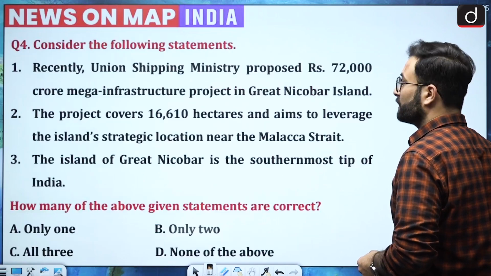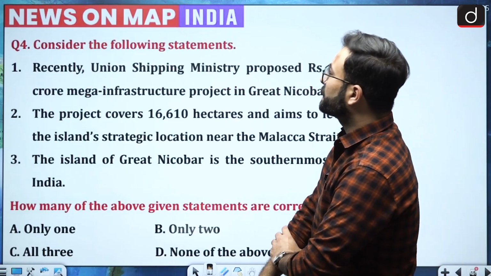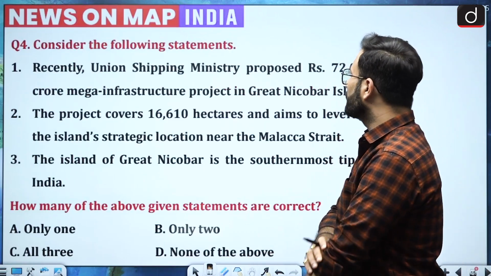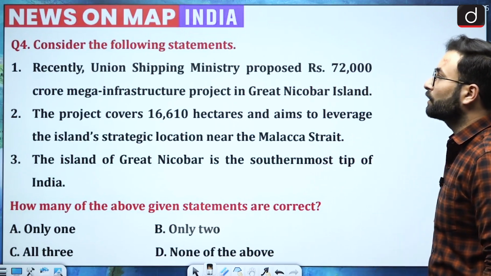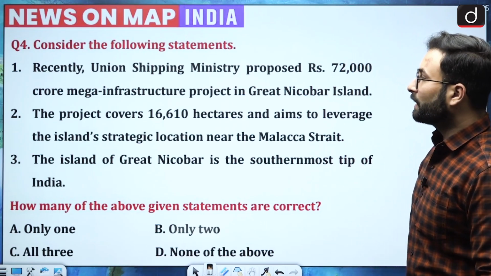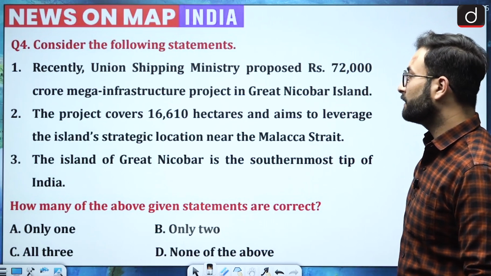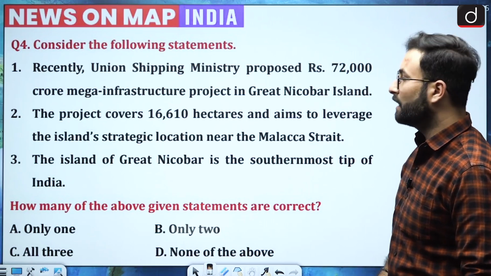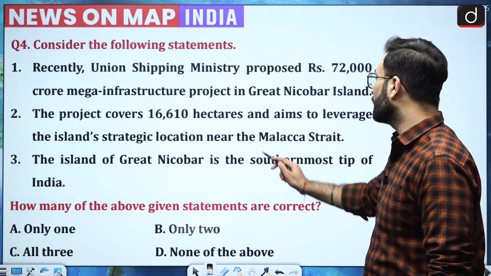Now coming to the next question, question number 4. Consider the following statements. Recently, the Union Shipping Ministry proposed a rupees 72,000 crore mega infrastructure project in Great Nicobar Island. The project covers 16,610 hectares and aims to leverage the island's strategic location near the Malacca Strait.